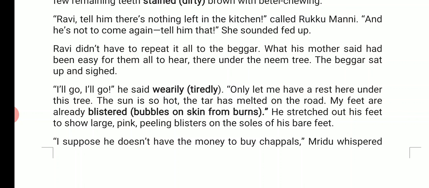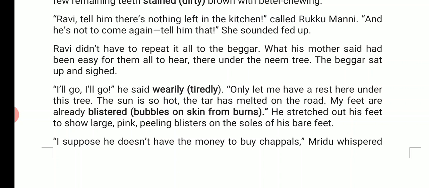So now he is saying, okay, I will go, but allow me some time to sit under this tree. The sun is so hot, the tar was melted on the road, my feet are already blistered. He stretched out his feet to show large pink peeling blisters on the sole of his bare feet. So now he is requesting the children, please let me rest under this tree, because it's very hot outside. The road was under construction, so some tar was there. When he walked on that road, it was very hot, and his feet were burned from that tar. So there was some kind of sore, pink blister.